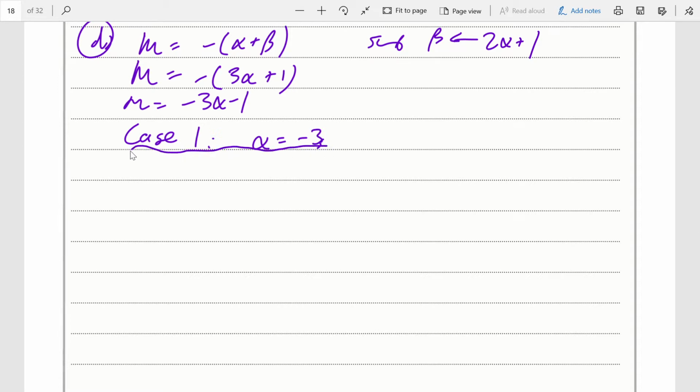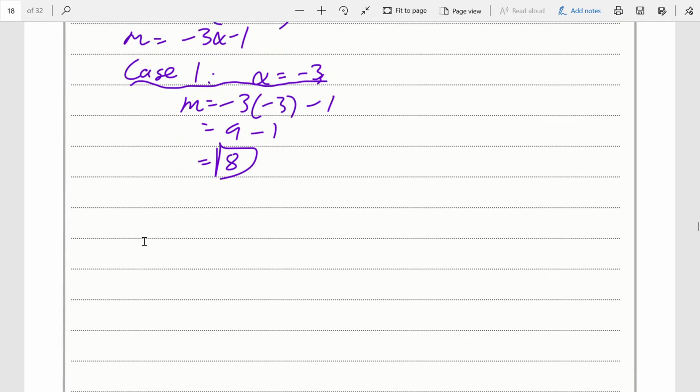So you might want to use a ruler for this, but I'm just making it clear that I'm going through it case by case. So m is minus 3 times minus 3 minus 1 equals positive 9 minus 1 equals 8. And secondly, case 2.